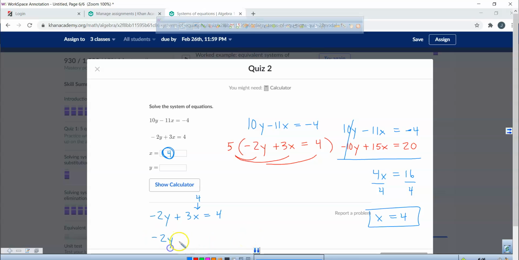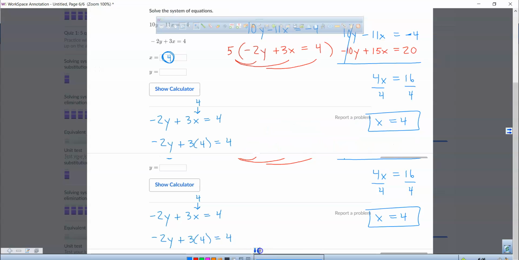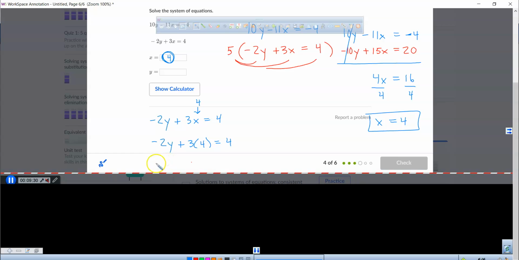So we get negative 2y plus 3 times 4 equals 4. So negative 2y plus 12 equals 4. So what are we going to do to both sides now? What would you guys say?